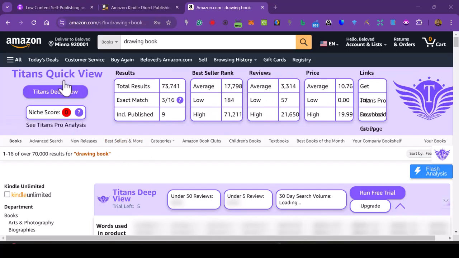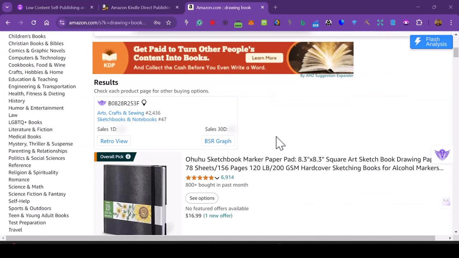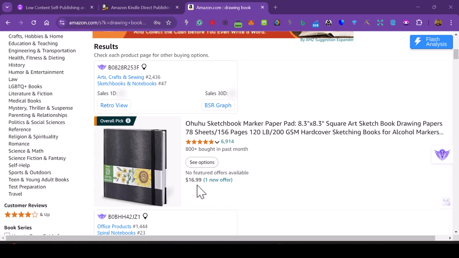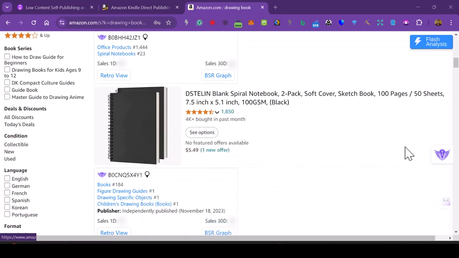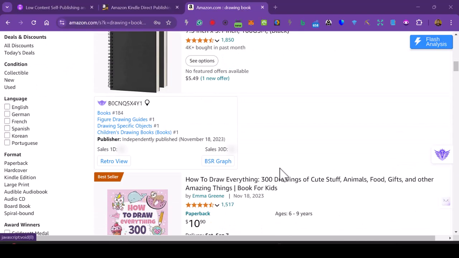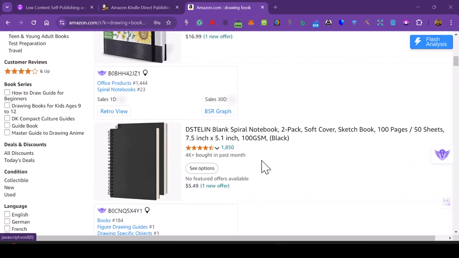So here we have a bad niche score, but that's not why we are here. And as you can see, we see 9 independently published, which suggests a good competition, and the average price is 10.76. So we can go a little bit above to about $12. As you can see, we have different pricing here. This is 16.99 and this is 5.49. You can see a whole lot of books right here. So this is a very competitive price.